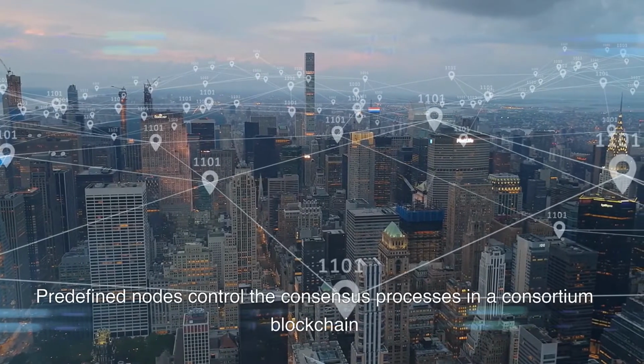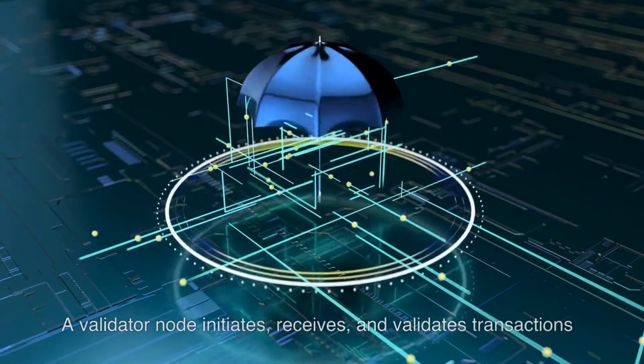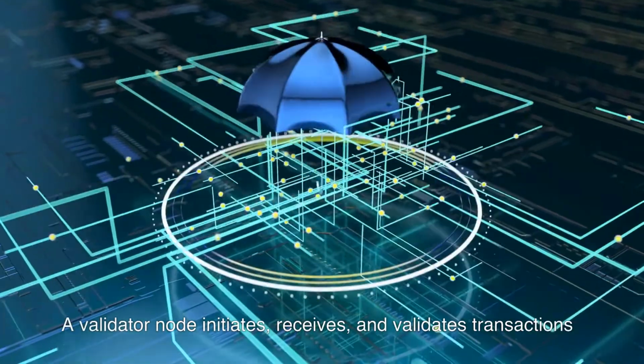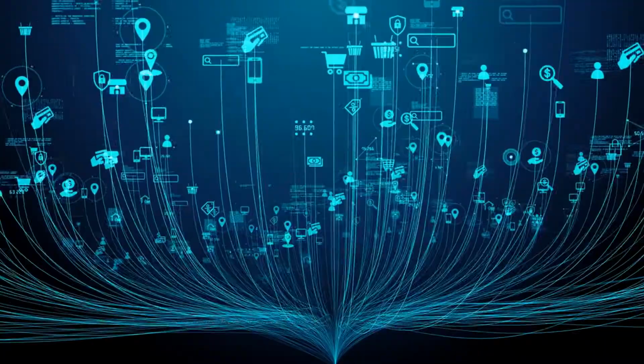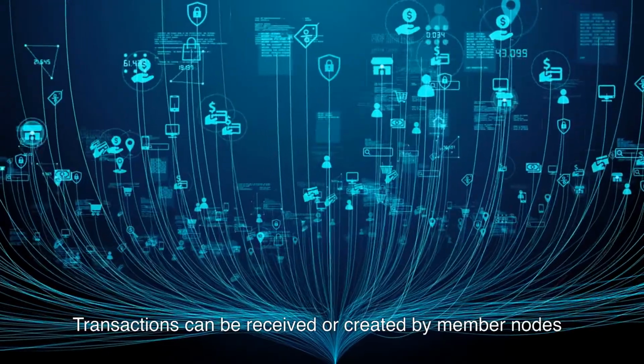Predefined nodes control the consensus process in a consortium blockchain. A validator node initiates, receives, and validates transactions. Transactions can be received or created by member nodes.